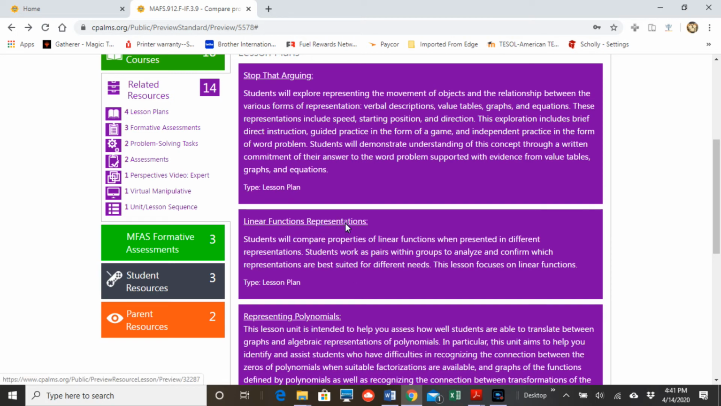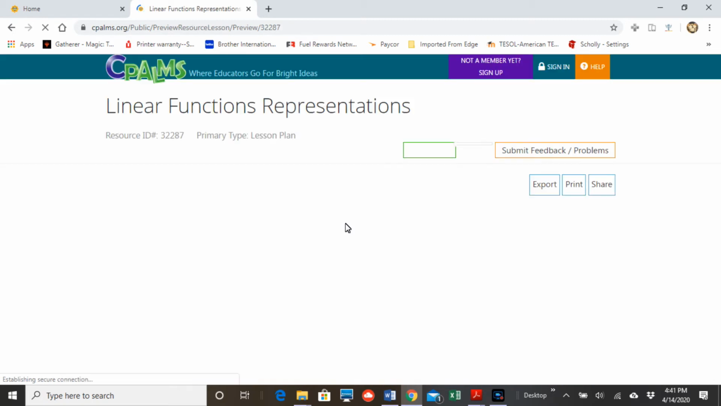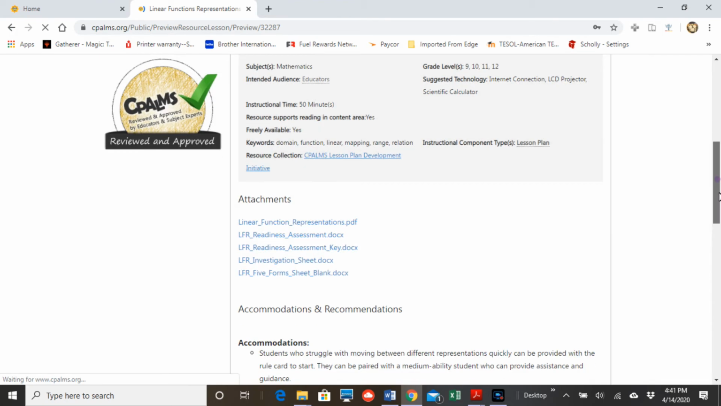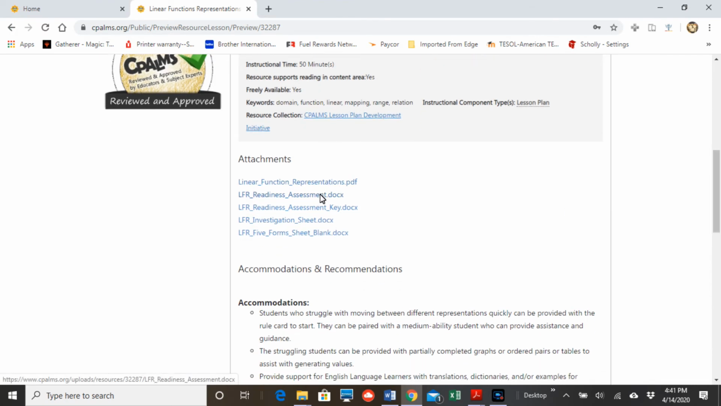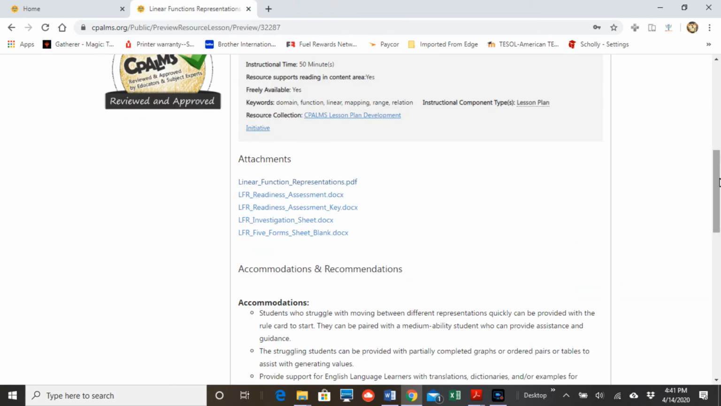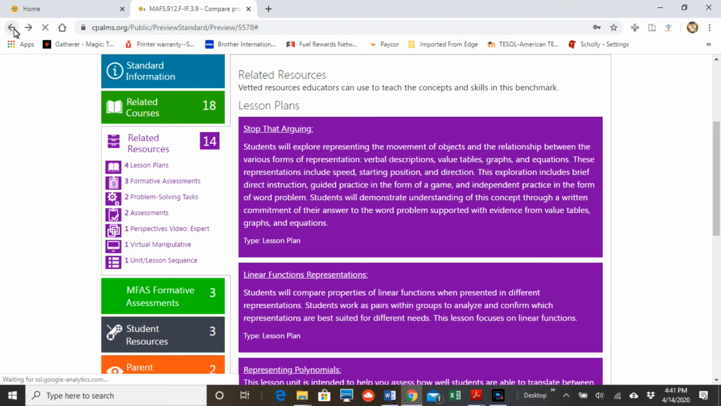So if we go here, and this one, if I'm not mistaken, I believe this is the visual. See, so here we have our linear functions. So this is like the worksheet kind of thing. Yeah, this is the one that I had gone to before. But other than that, just to give you an idea further, these are the formative assessments.